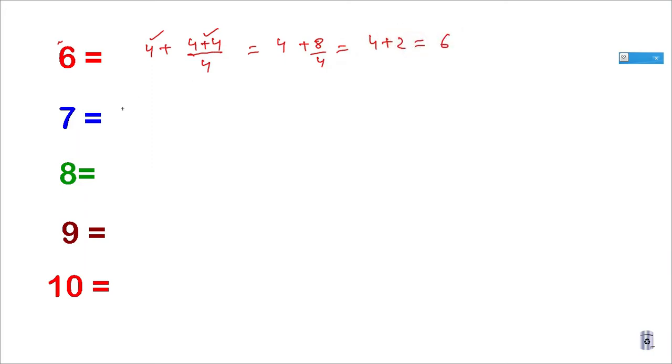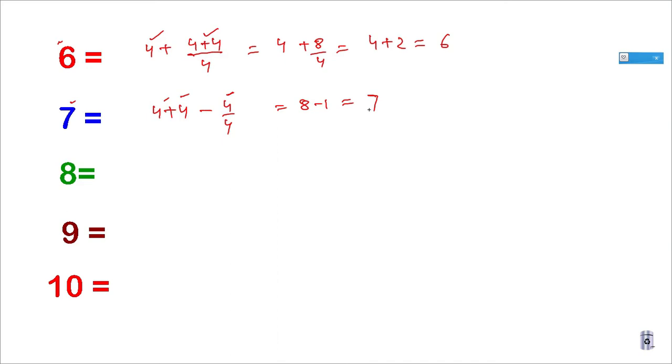Well, let's talk about the seventh one. Again, the seventh one is easy. The reason is 4 plus 4 is 8, minus 4 by 4. So this will give 1, and these two will give 8. So 8 minus 1, the answer is 7.